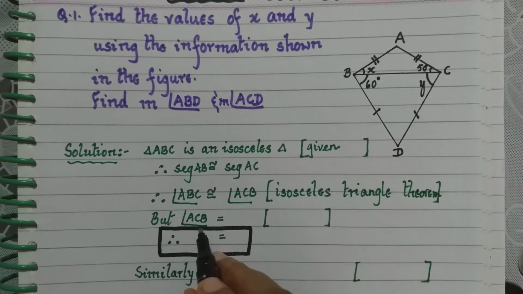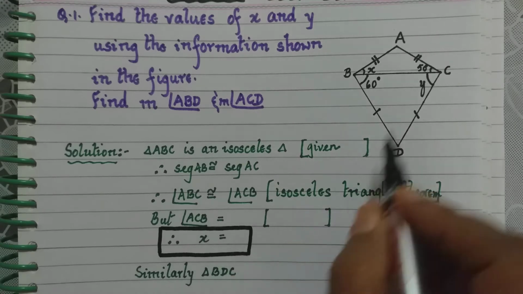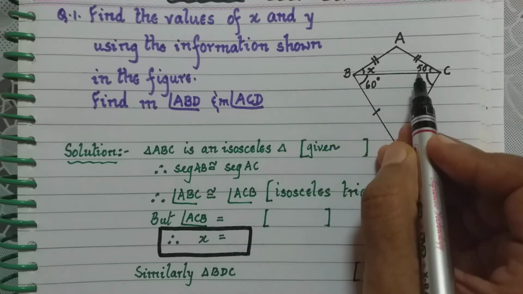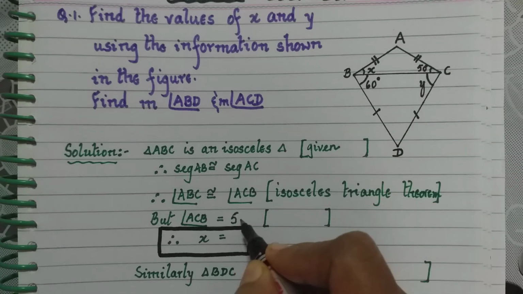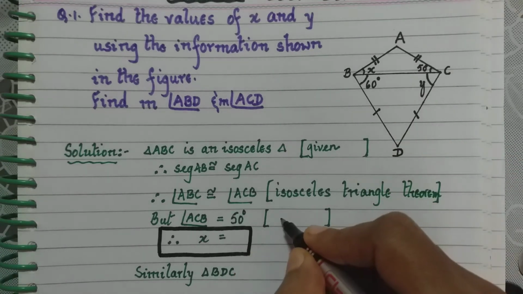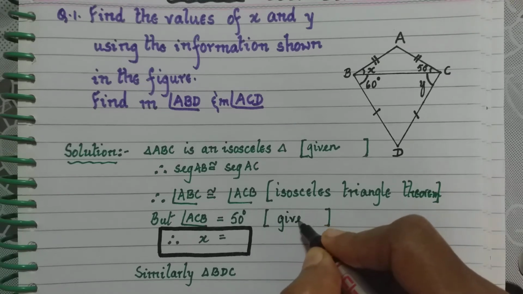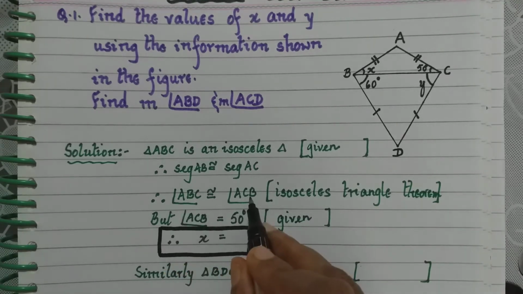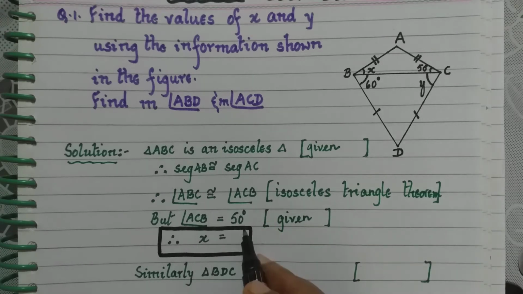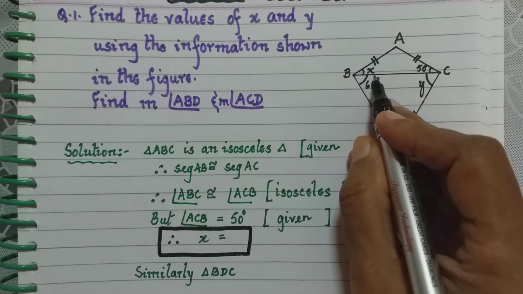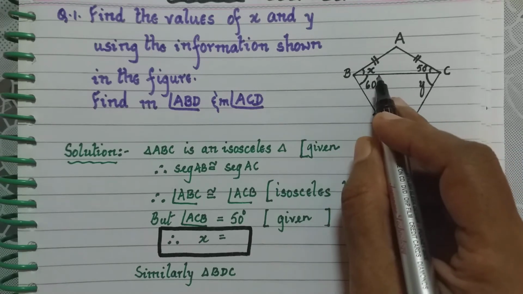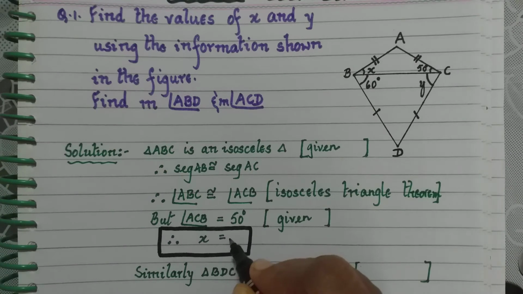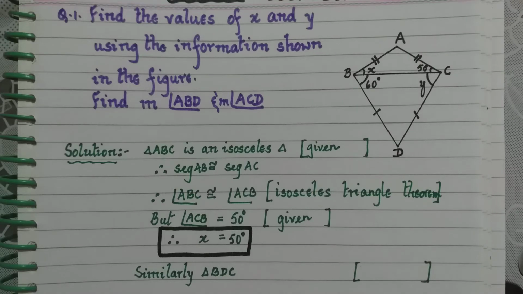Okay, but what is angle ACB equal to? They have given it as 50 degrees. So what will we write in the reason? It is given. So angle ABC congruent to angle ACB, but angle ACB is 50 degrees. So what is x? X is nothing but angle ABC. So this also should be 50 degrees. So we write therefore x is equal to 50 degrees.